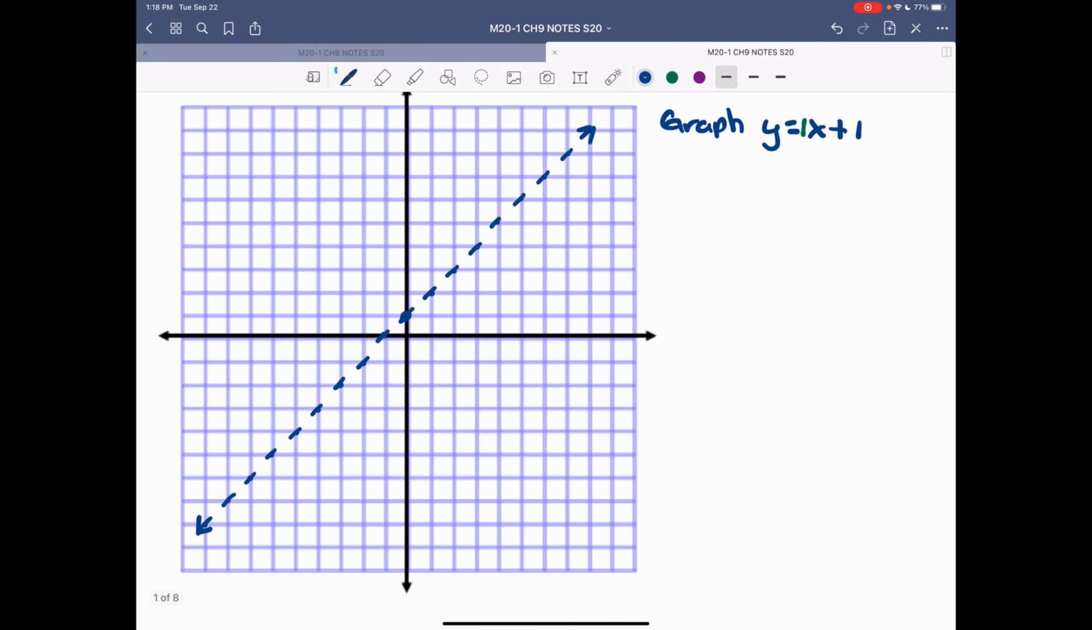Now what we need to do is test a point on each side of our graph and see which point satisfies our inequality. So I'm going to pick a point that is above the dashed line. Let's say that I go with this point here. It could be any point that's above this line. So this is the point -2, 3. Let's test that point.